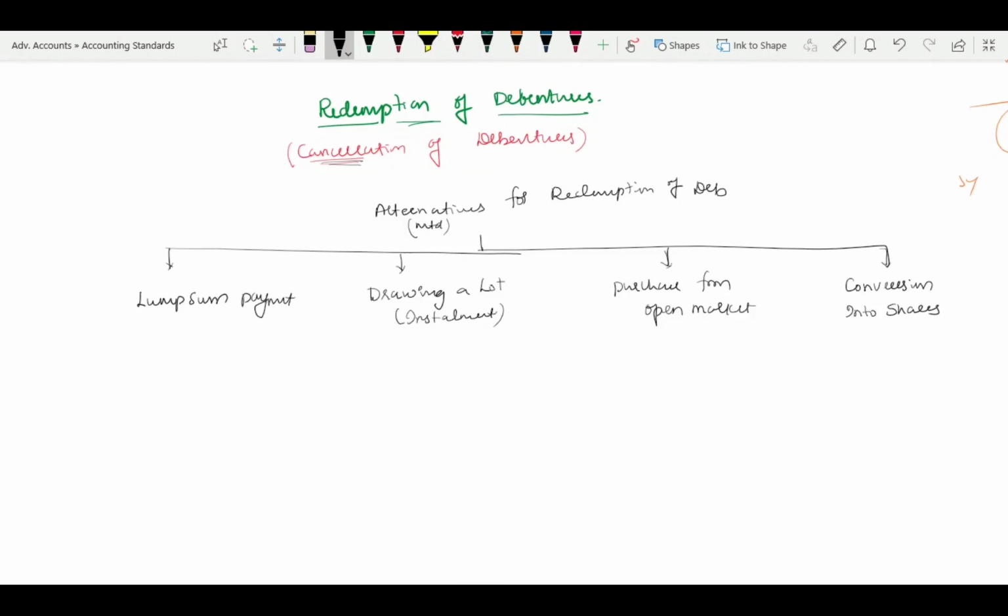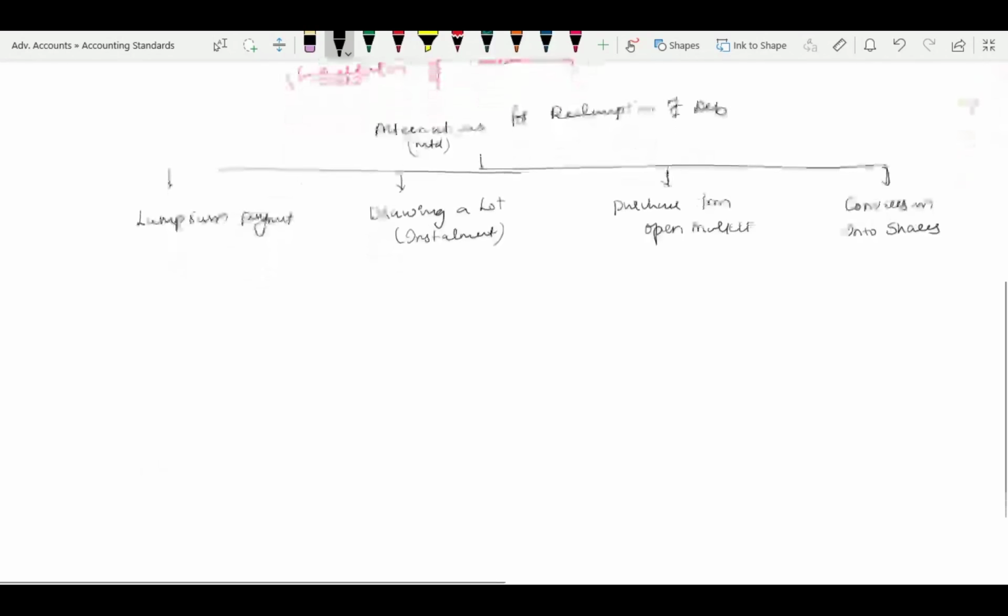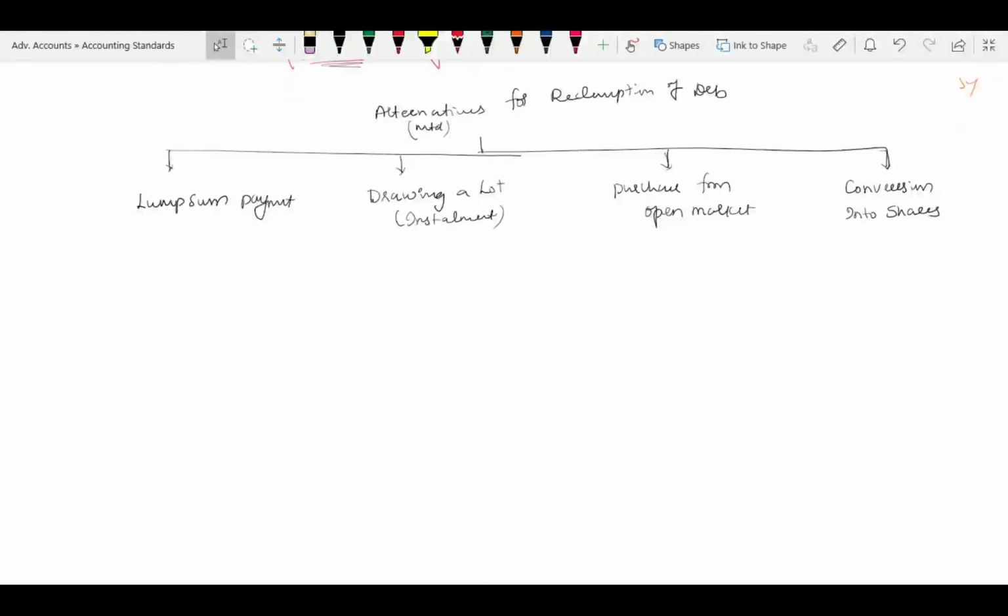If it is lump sum payment, it is a one-time, one-shot payment, or in one installment. I will wait for 5 years, and at the end of the 5th year, in one shot, I will pay the amount and purchase everything. That is the first point, what we call a lump sum payment.